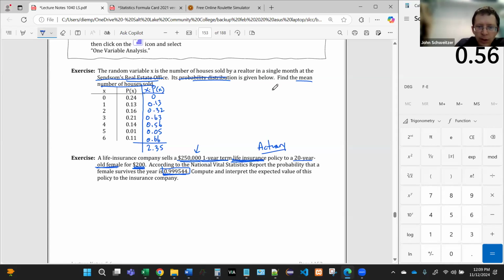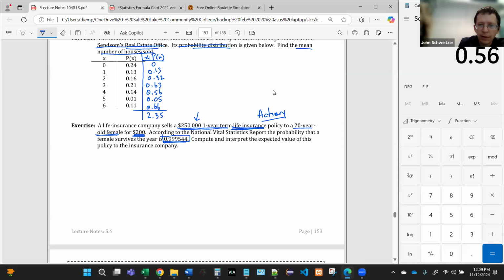What I want you to do here is compute the expected value of this policy, and we'll do this from the perspective of the insurance company. So we need a probability distribution, and what we'll do is list the possible outcomes. The two outcomes are the person lives for that whole year and doesn't need the policy, and the second possible outcome is that they die.